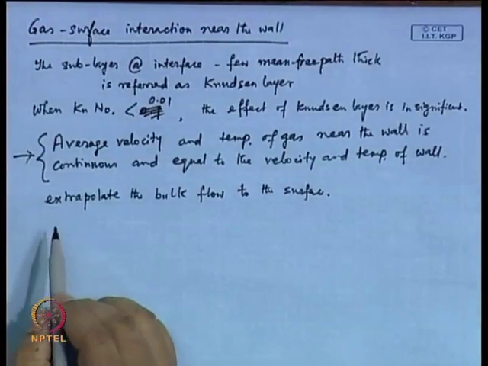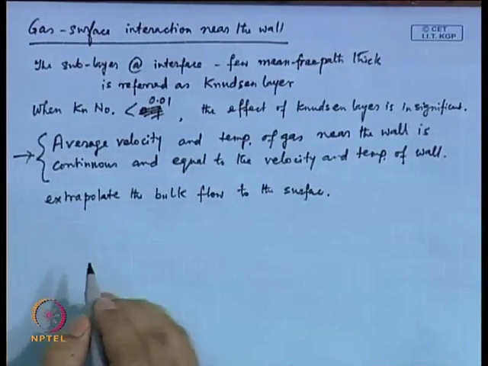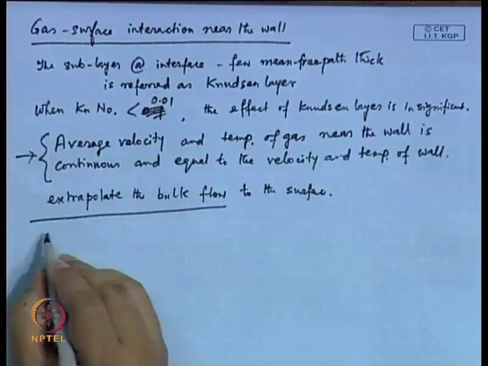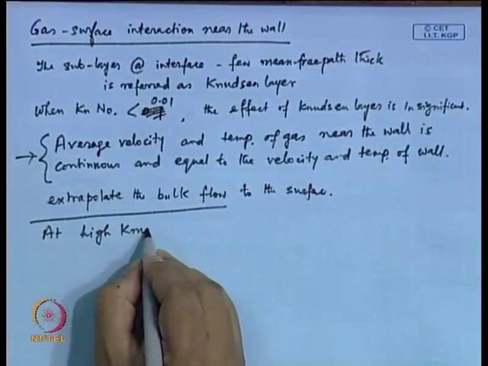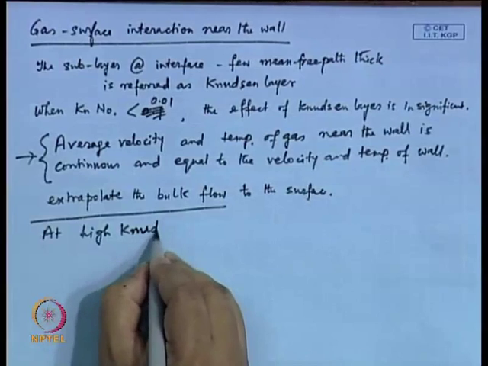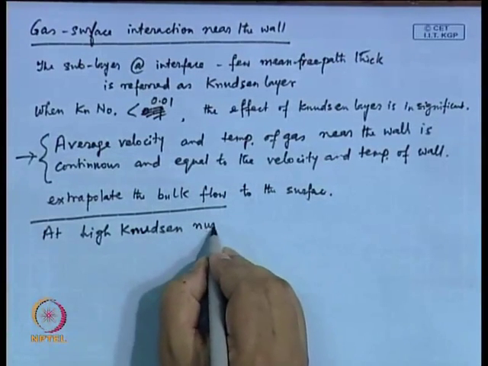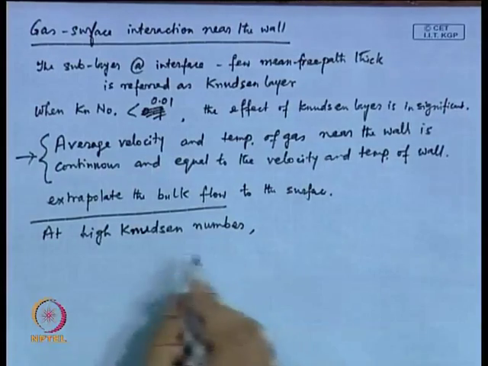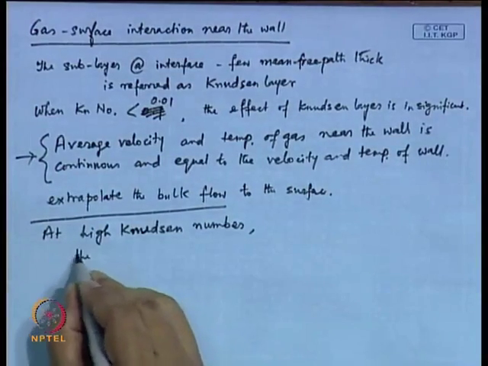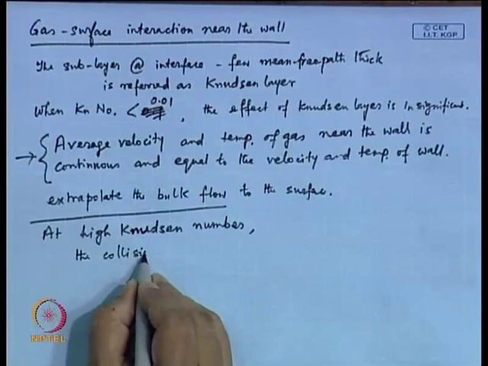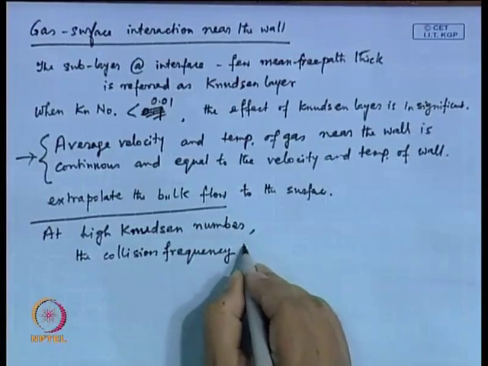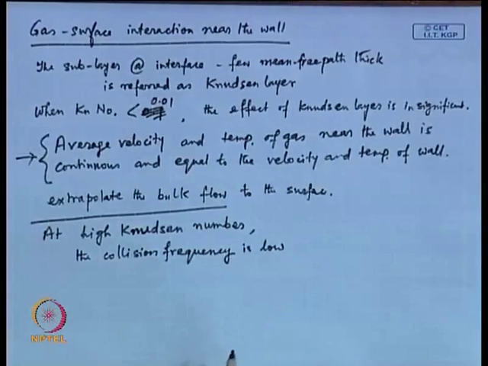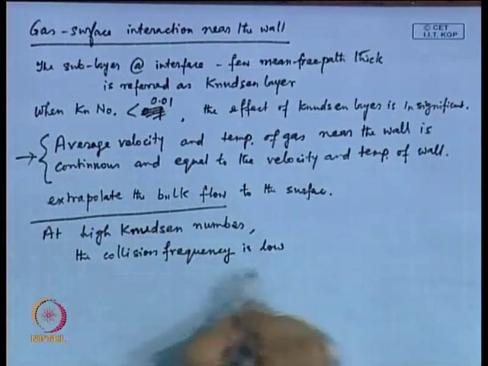However, when you have a higher Knudsen number, at high Knudsen number, the collision frequency is low. The collision frequency, collision means collision between molecules, that frequency is low.